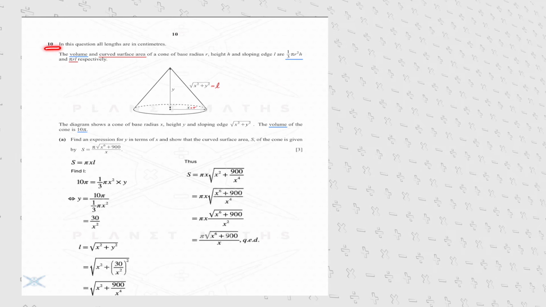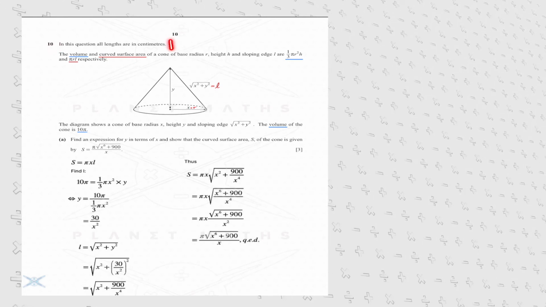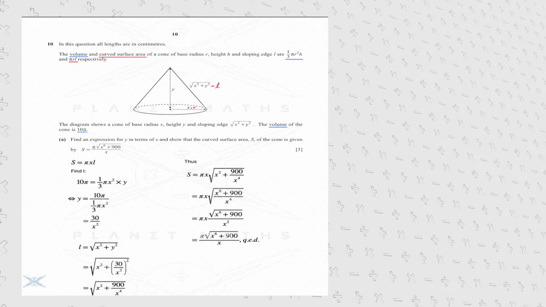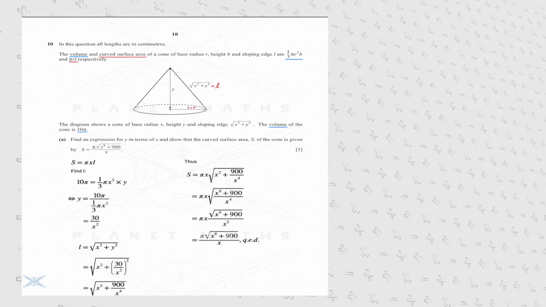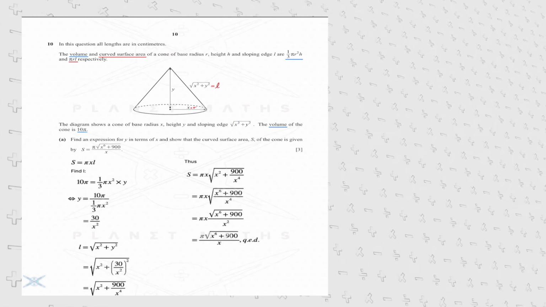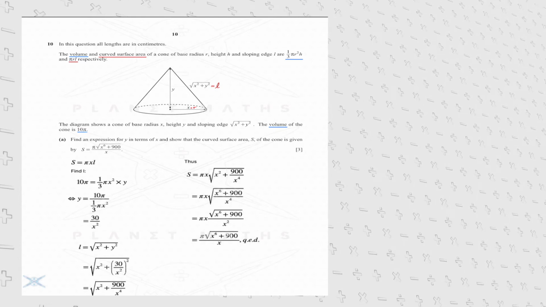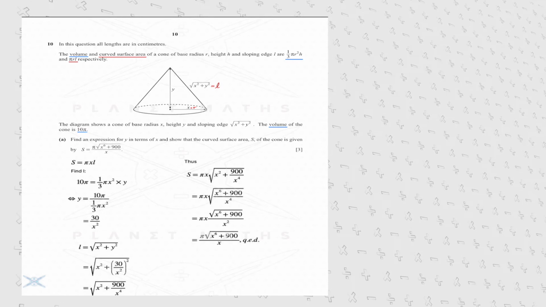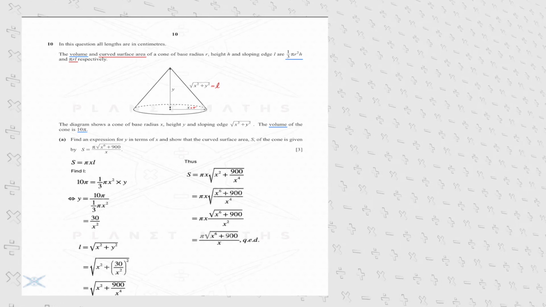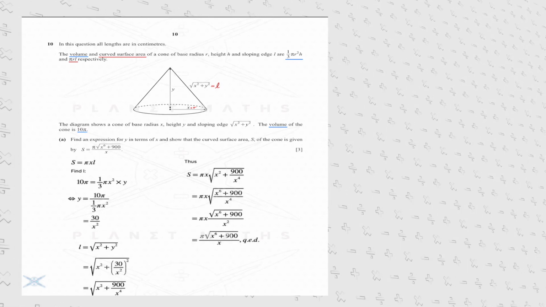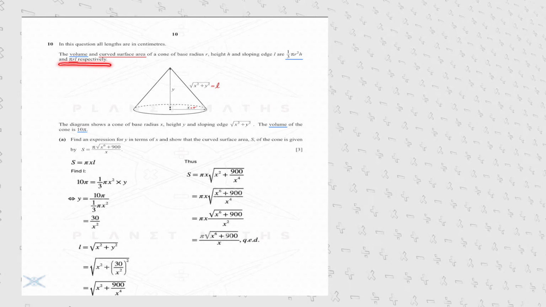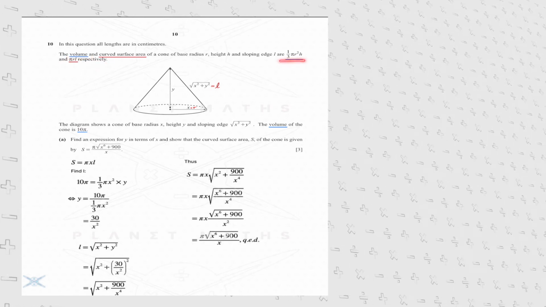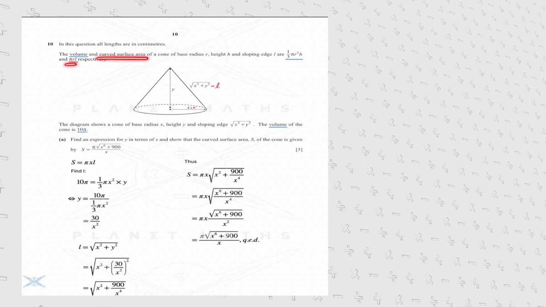Moving on to exercise 10, it is firstly stated that all of the lengths in this question are in centimeters. Additionally, we are provided with a diagram representing a cone, and it's stated that the volume and the curved surface area of a cone of base radius r and height h and sloping edge l are 1/3 multiplied pi r squared multiplied h and pi multiplied r multiplied l respectively. So the volume relates to this expression and the curved surface area to the latter one.